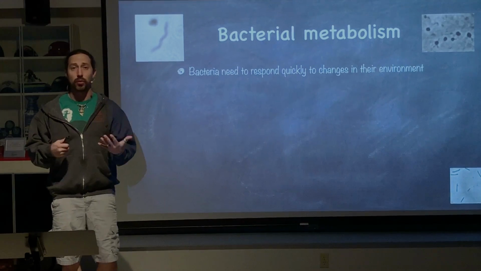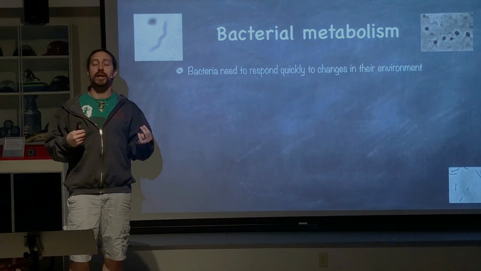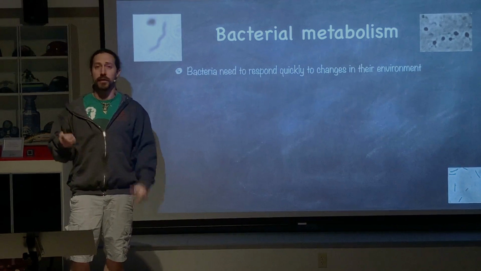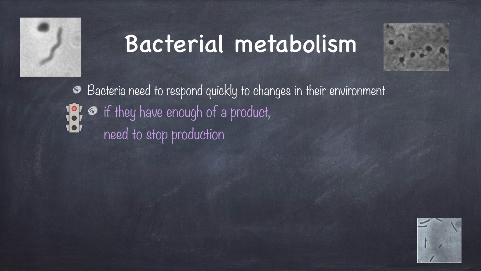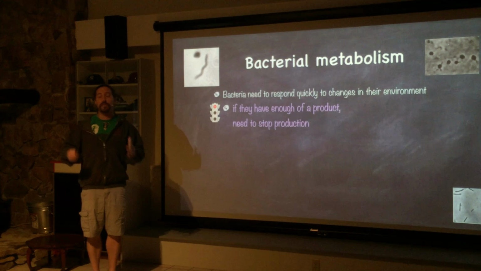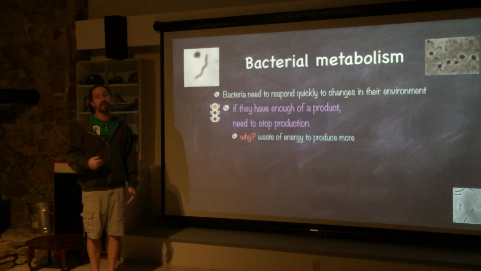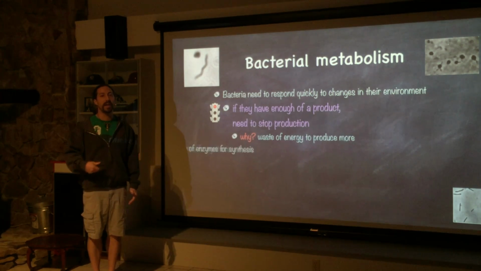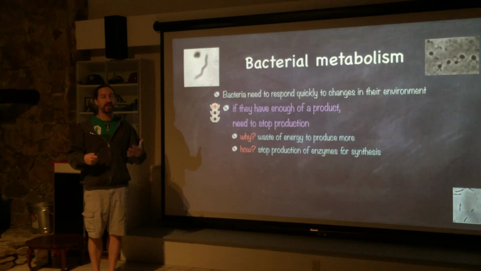It has to be able to respond quickly to those changes in its environment. If it can't respond quickly, that means it has wasted energy, and more wasted energy means it probably will not survive. Sometimes a bacteria will need to stop a specific chemical reaction. This is typically when it has enough of that product already produced. If it already has enough of the product, it doesn't want to waste the energy to produce more. And the way to do that is to stop the enzymes from causing more of that product to be synthesized.